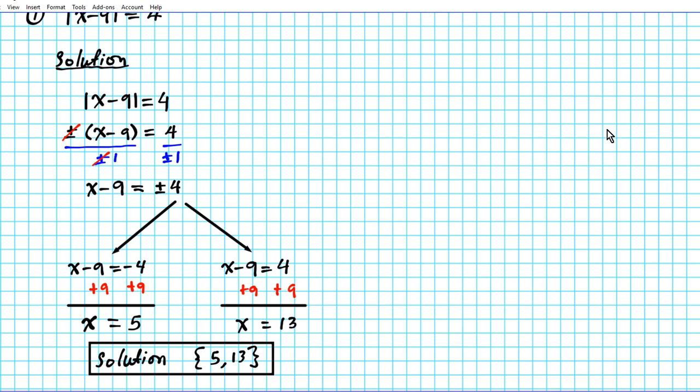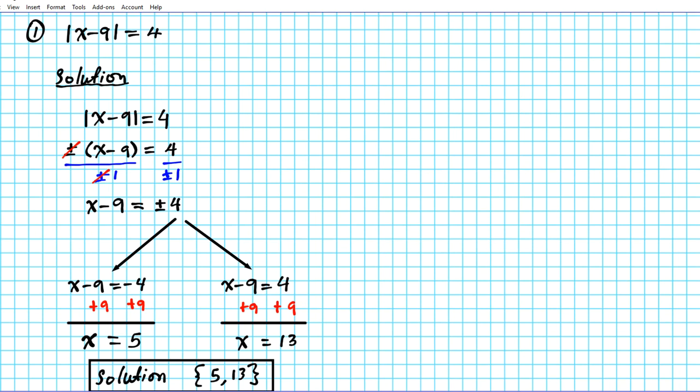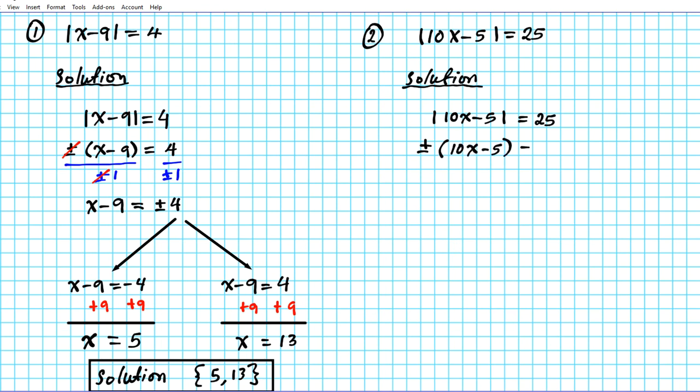Alright, let's take a look at another example similar to this. Problem number 2. Let's say we have the equation, the absolute value of 10x minus 5 equals 25. Let's go ahead and solve this. On the left side of the equation, we have the absolute value bracket that equals 25. We want to replace this absolute value bracket with its equivalent using parentheses. So we'll simply replace it with plus or minus the quantity 10x minus 5 is equal to 25. That's exactly what we did here in the first step.